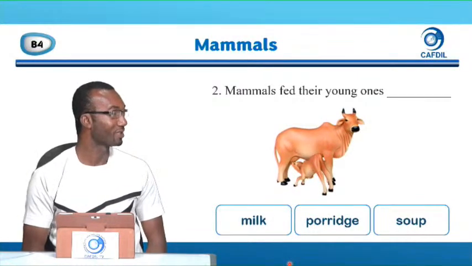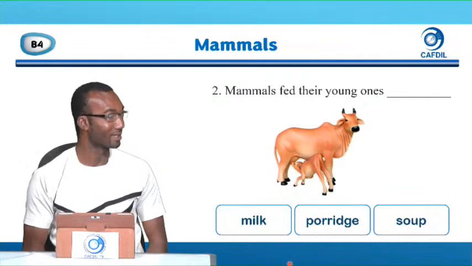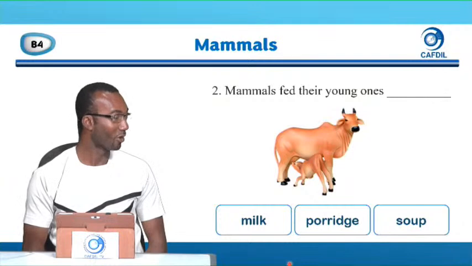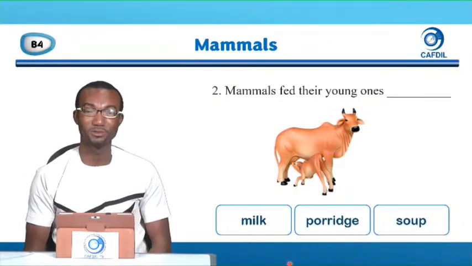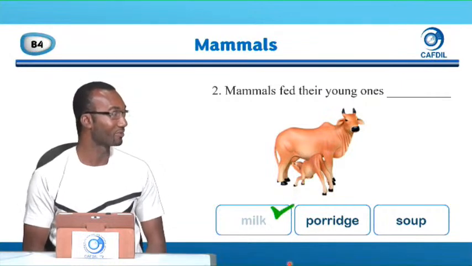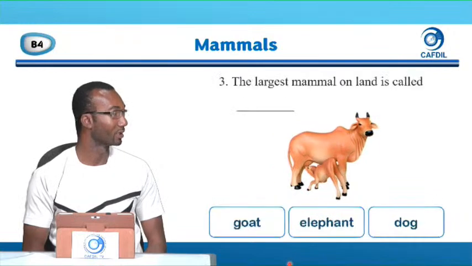2. Mammals feed their young ones dash. We have milk, we have porridge, we have soup. Milk. Very good. The answer is milk. So mammals feed their young ones on milk.